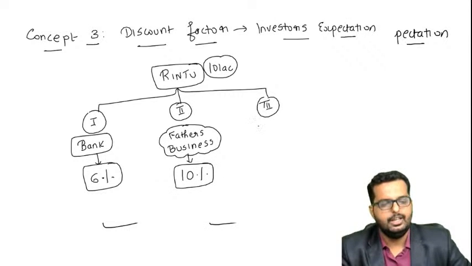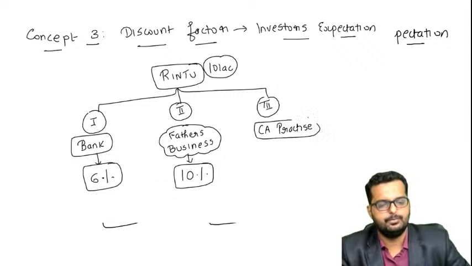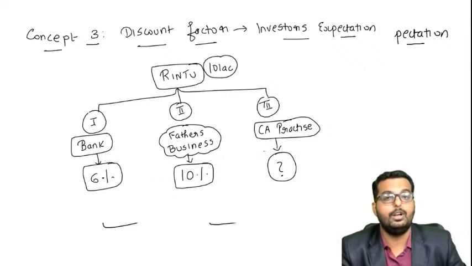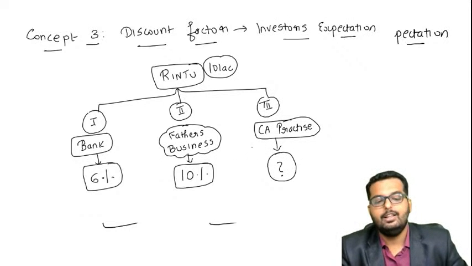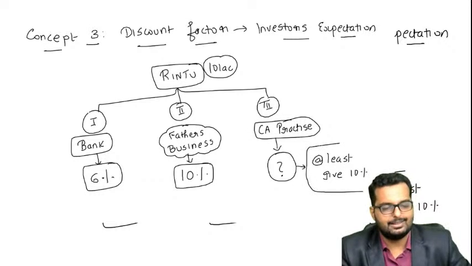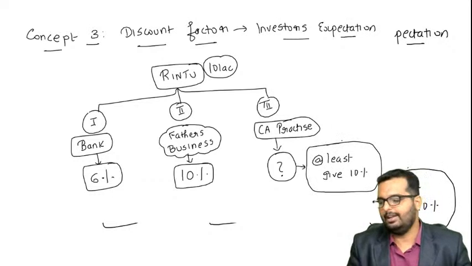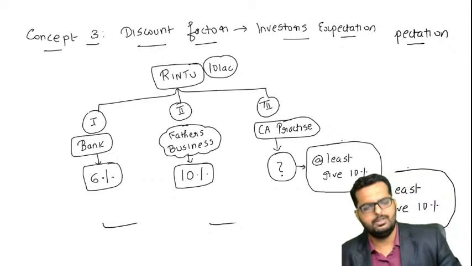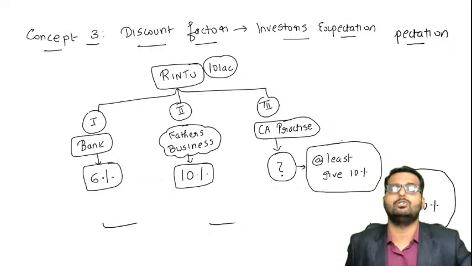Option 3, he can start his CA practice. If he does this, how much return is he going to get? This is question number 3. So if you see, he's got 3 options. Bank will give 6%, father will give 10%. CA practice should at least give 10%. If CA practice does not give 10%, if it gives 8%, what is better? Go and do your father's business. That is how his expectation is actually derived.